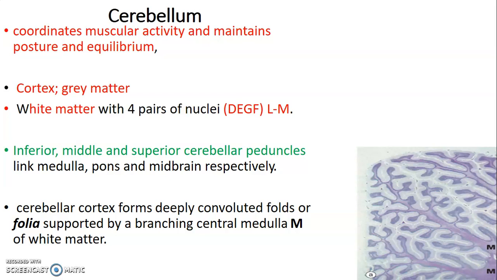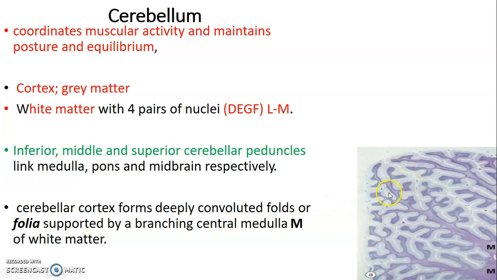The cerebellar cortex usually has convolutions or folds, and these are what you call folia. So you can see the folds, these are folia, the branching central medulla of white matter. This light blue is the cortex. The cortex of the cerebellum is divided into 3. So you have the outer molecular layer, followed by the Purkinje layer, then the inner granular layer. The outer molecular layer has few neurons that are unmyelinated.